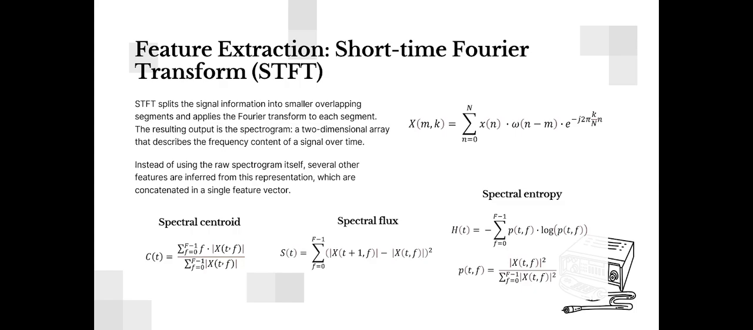Spectral centroid is a measure of the center of mass of a spectrum. Spectral flux is a measure of how much the spectral content changes over time between consecutive frames. And spectral entropy is a measure of the disorder or unpredictability in a signal's frequency content.